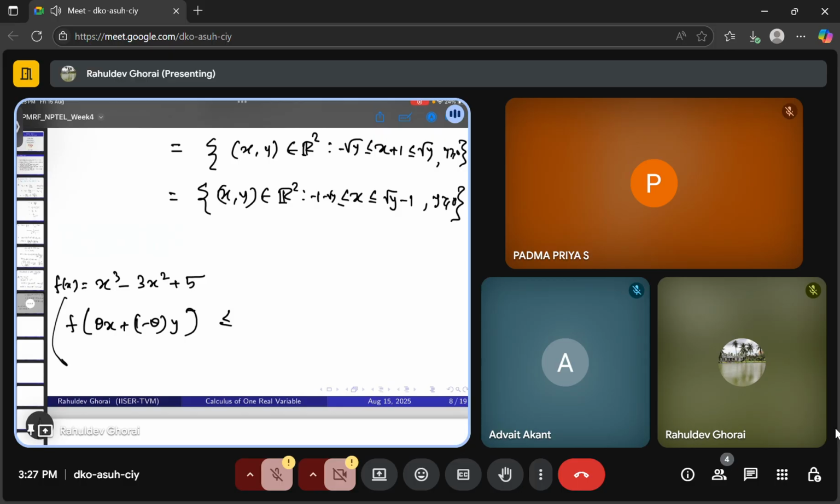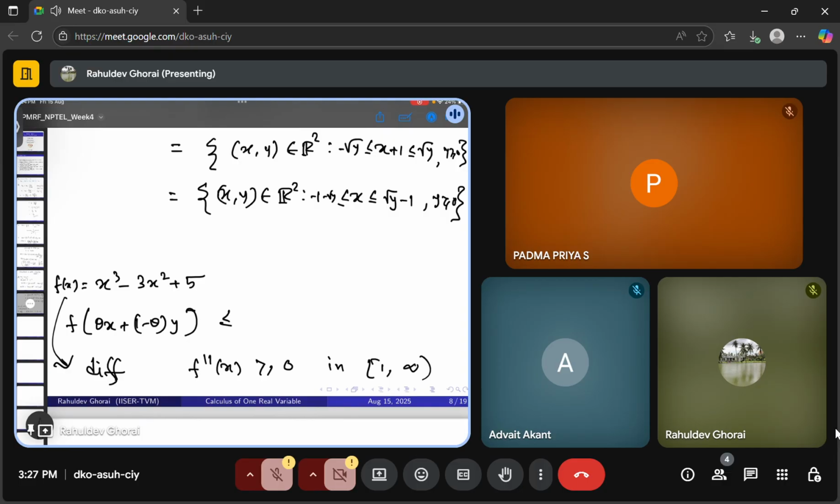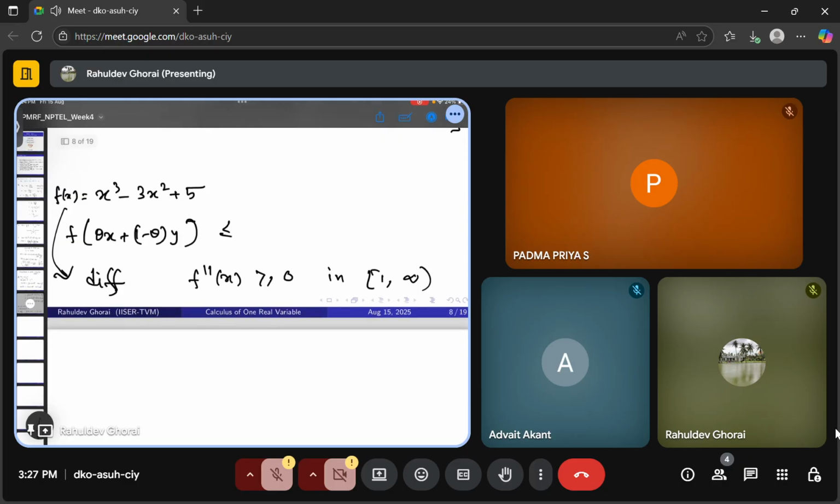So what you do is use the fact that it is a differentiable function, and also f double prime x is greater than or equal to 0 in the domain 1 to infinity. So this function will be a convex function over the domain 1 to infinity.